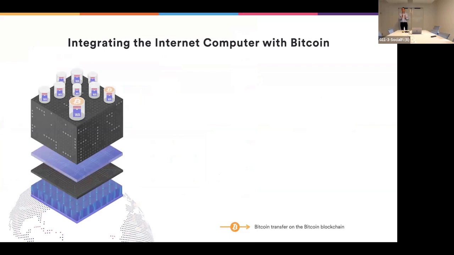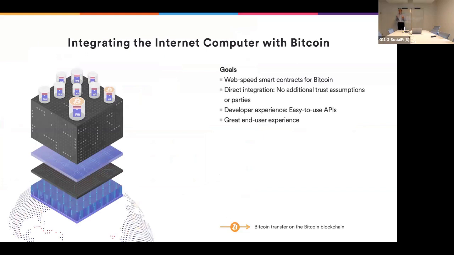So now if you look at how the Internet Computer integrates with Bitcoin in a bit more detail, I just gave a rough overview before. The goals are to have web speed smart contracts and a direct integration, so no additional trust assumptions being required and no additional parties being required. And there should be an easy-to-use developer experience with easy-to-use APIs and a great end-user experience.